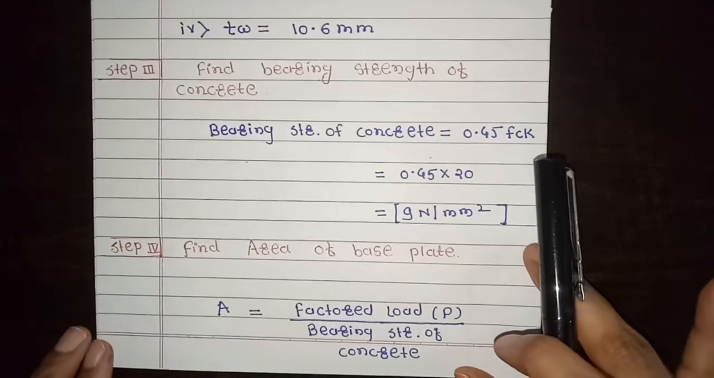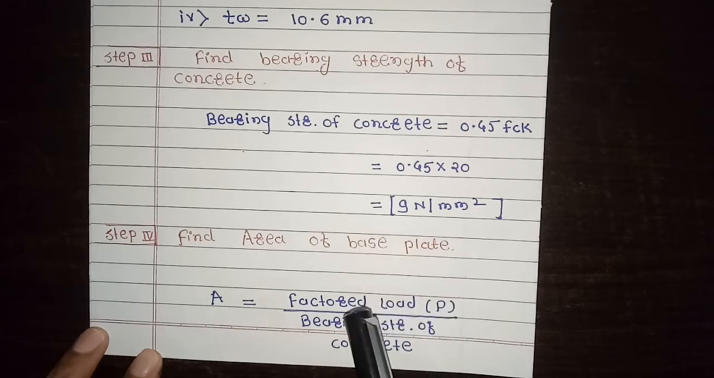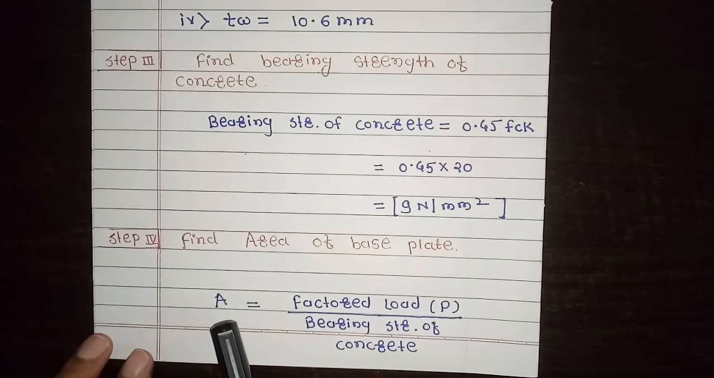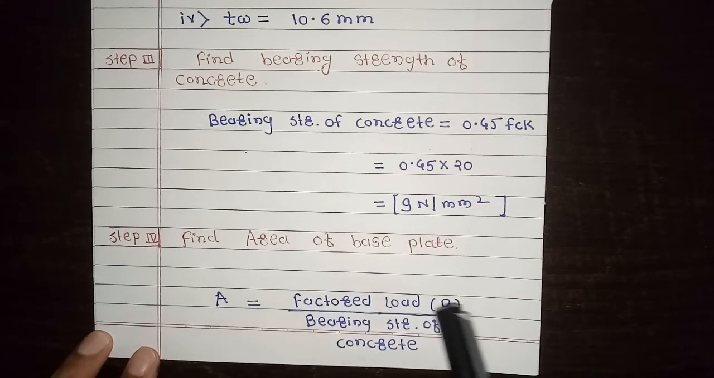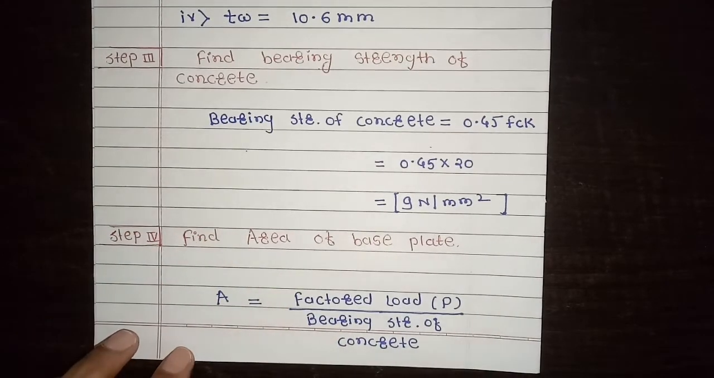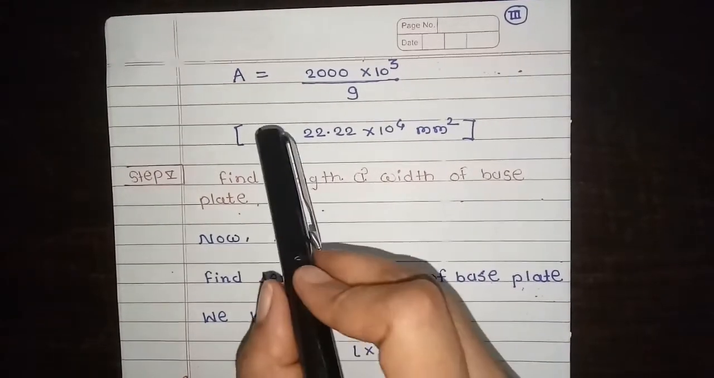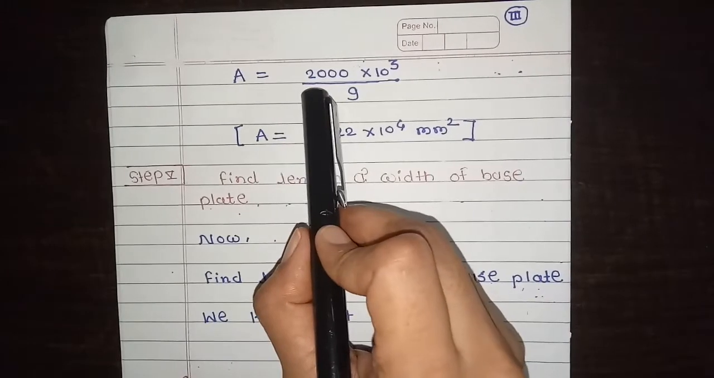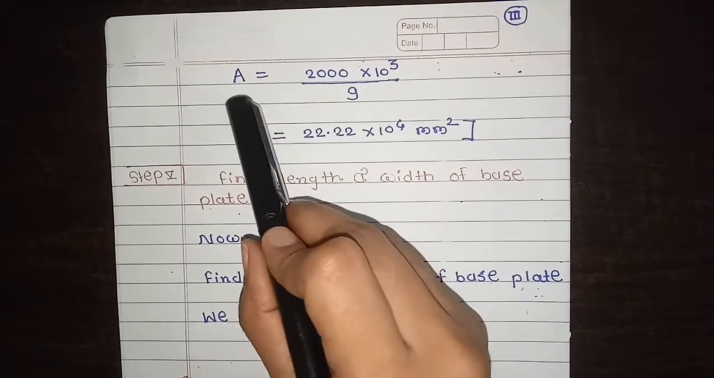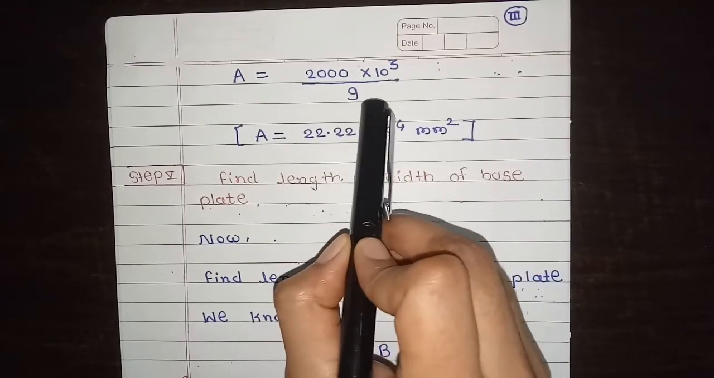Then step 4th, find area of base plate. Area of base plate is calculated by the formula A is equal to factored load divided by bearing strength of concrete. So put the values in this above formula. Area of base plate is equal to factored load divided by bearing strength of concrete.